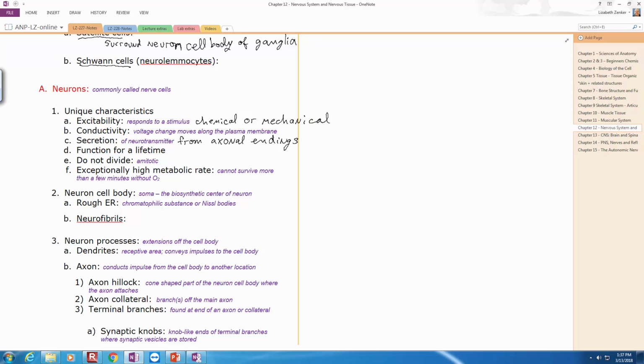So it needs to function for a lifetime because we said our neurons don't divide, right? If it dies, what replaces it? What glial cell replaced it if it dies? Astrocyte, exactly. They do not divide, thus the amitotic, which is why they have to function for a lifetime, because if it dies, it's gone, right? Exceptionally high metabolic rate, so it cannot survive more than a few minutes without oxygen. So they burn through their fuel quickly. So for example, in our muscle cells, we could store glucose that we could use for later. How did we store it in our muscle cells?